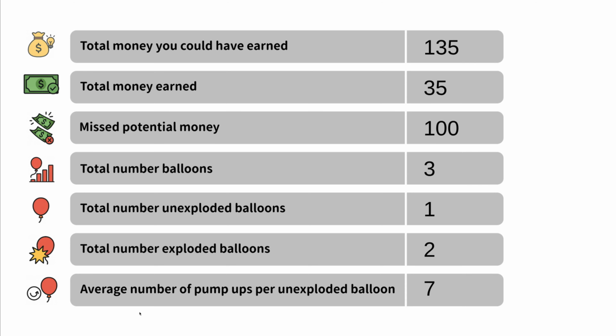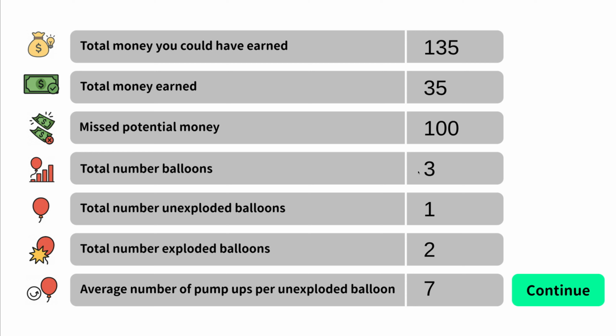Oh, again. Now in the training block, you get some really cool feedback. It says total money you could have earned. What does that actually mean? Well, imagine you would have every time pumped up the balloon just before it would burst, just one less pump. Then you could have 135, say, cents. But I only got 35 cents. So the potential money that I missed is 100 cents.